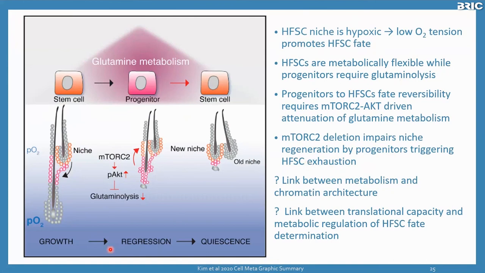So as you can see here in the schematics, stem cells become progenitors during growth phase, and progenitor cells go back into stem cells to provide a reservoir of stem cells. And you can see here that the oxygen level is lower compared to the lower part of the growing hair follicle, where a lot of ORS cells reside. And when these ORS cells want to go back into the bulge and change their fate into hair follicle stem cells, mTORC2 complex activates AKT, blocks glutaminolysis, and decreases glutaminolysis-driven oxphos. And in that way, in the new niche, part of the ORS cells become hair follicle stem cells. And this is how stem cells are maintained throughout the lifetime.